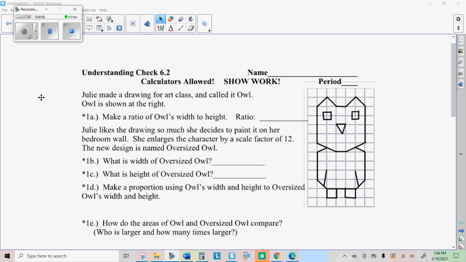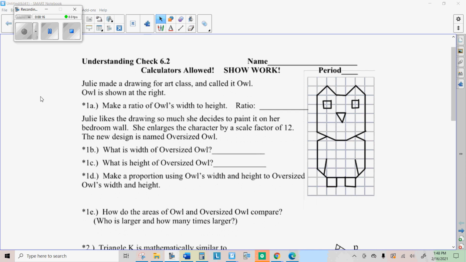It's Mr. Hermanson again. Hey, we're just going to review our 6.2 today. I'm going to just give you some guidance as you do these problems, and then you can check your answers to make sure you're doing them right. And then you can go ahead and do your quiz and see how you do.